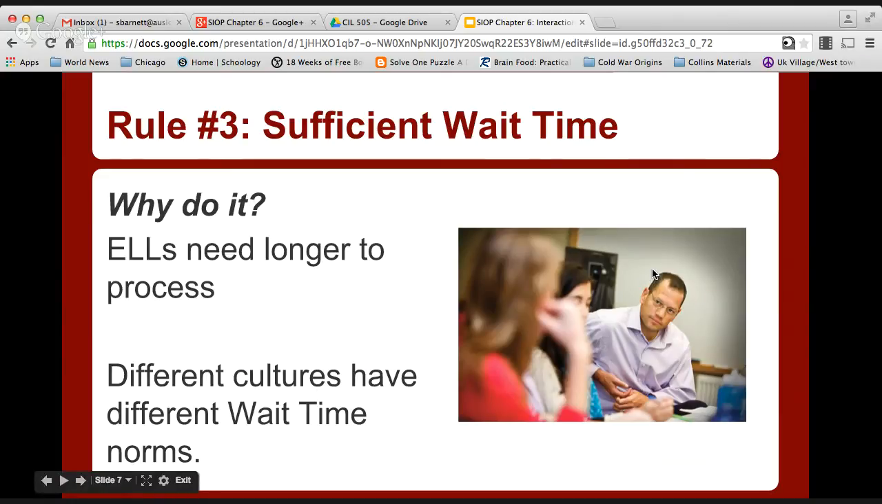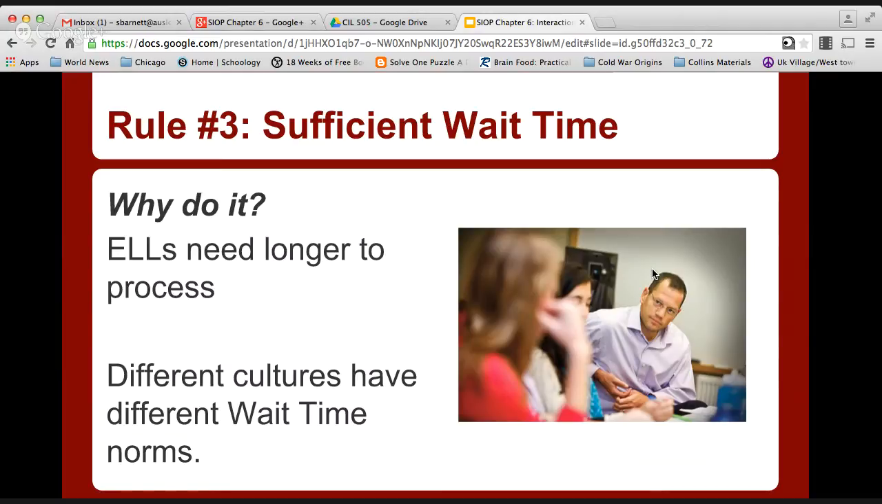Sufficient wait time is option number 3, so that's a picture of Doug Lemov. Again, we know what this is. Basically, ELLs need longer to process than other students do. So you need to make certain that you are providing enough wait time after you ask a question.